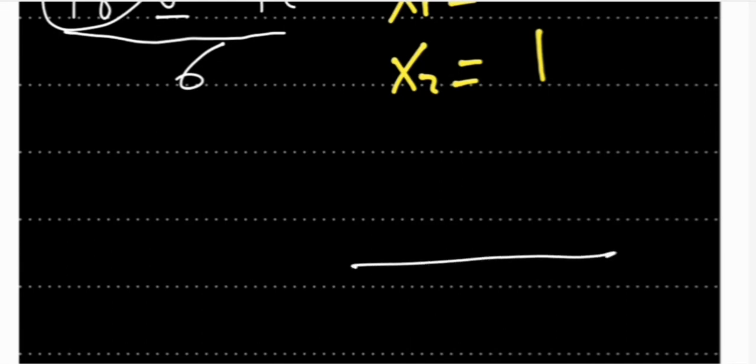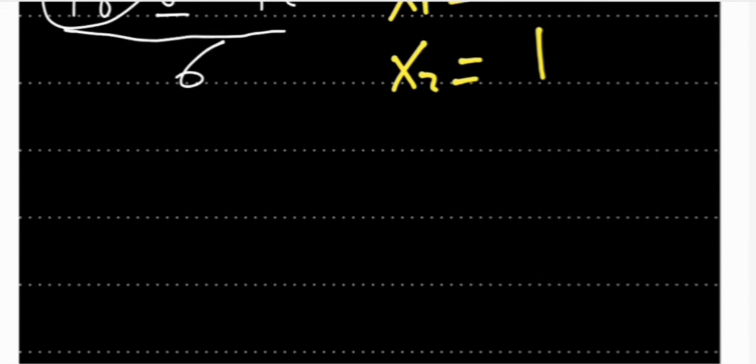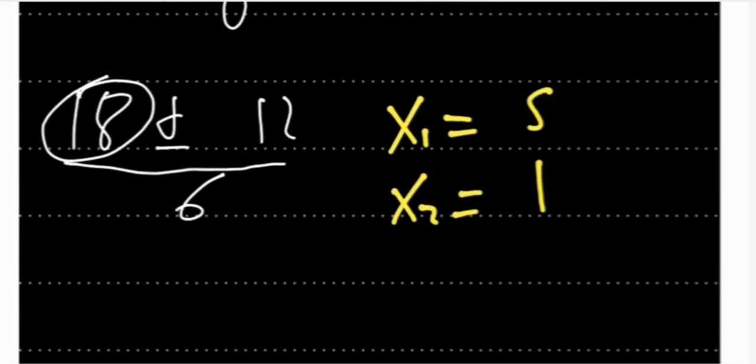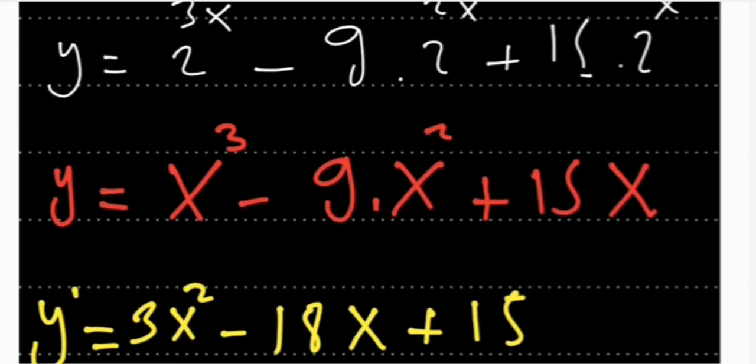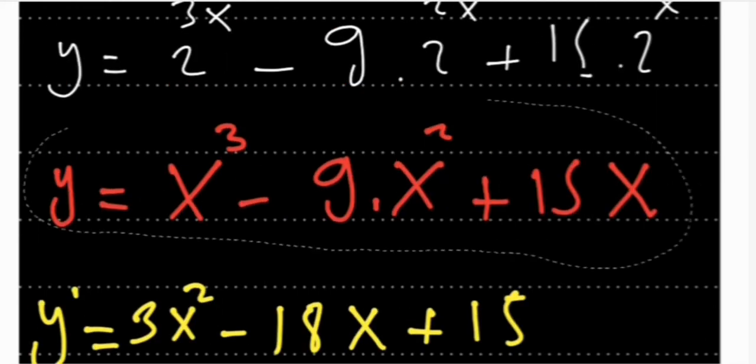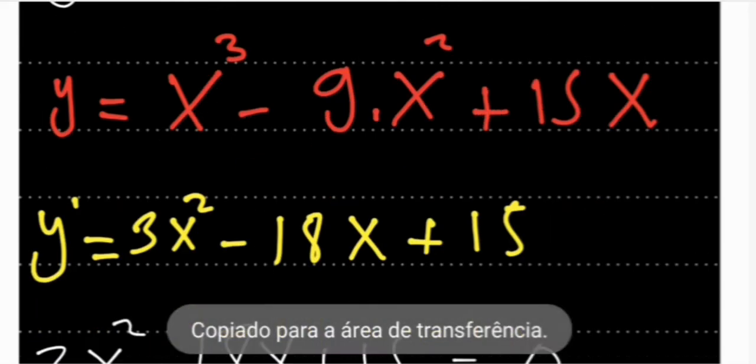Look, like this is the function, for example. Here's 1 and here's 5. Maybe this is a max and this is a minimum. Maybe it is like this. We don't know, right? So how can we check it? You can do the second derivative, or you can just substitute. What do I mean? You need to substitute in the main function to find the y value.